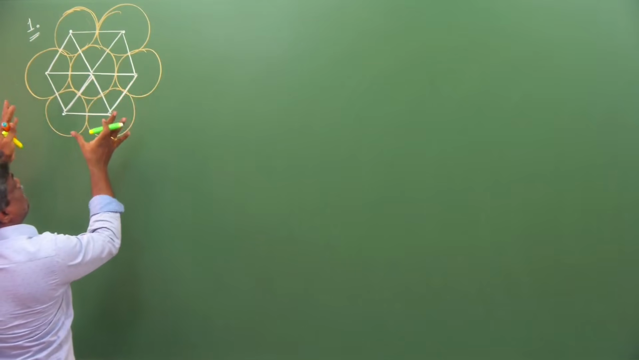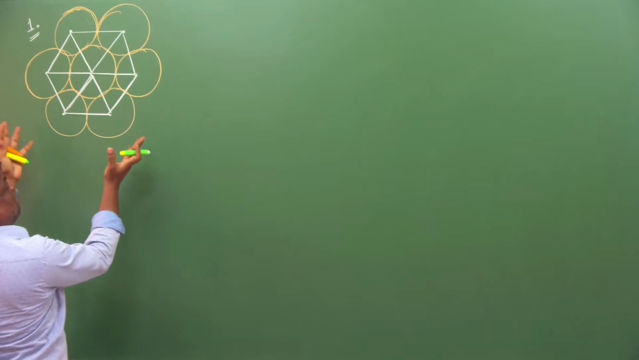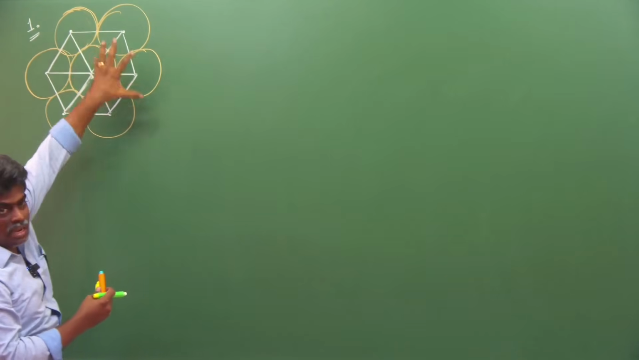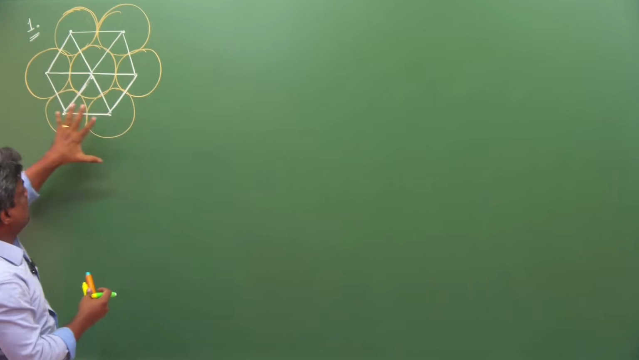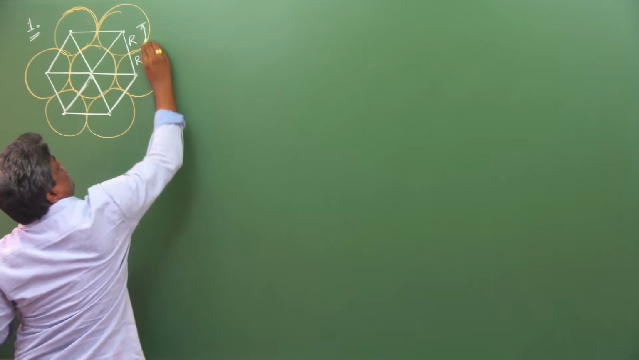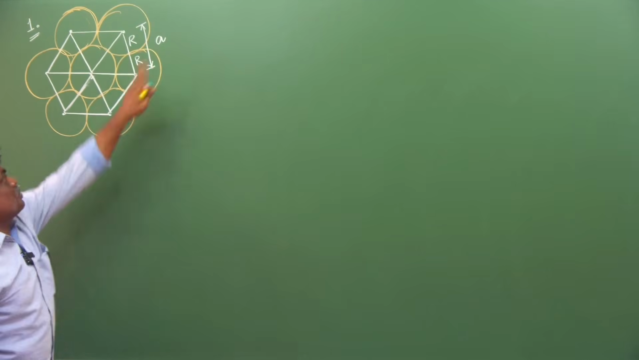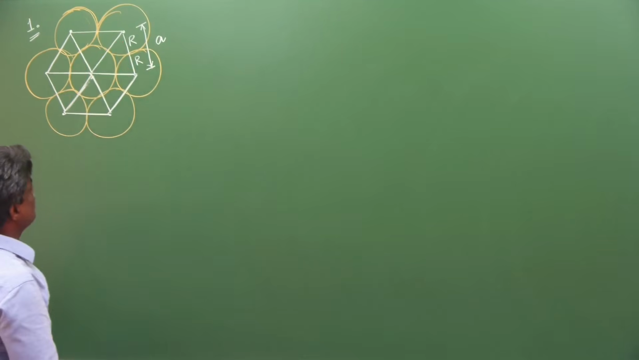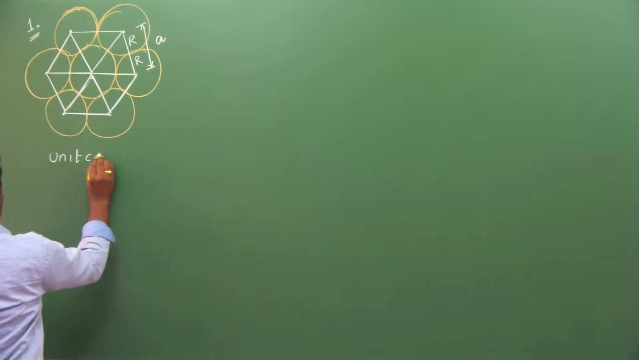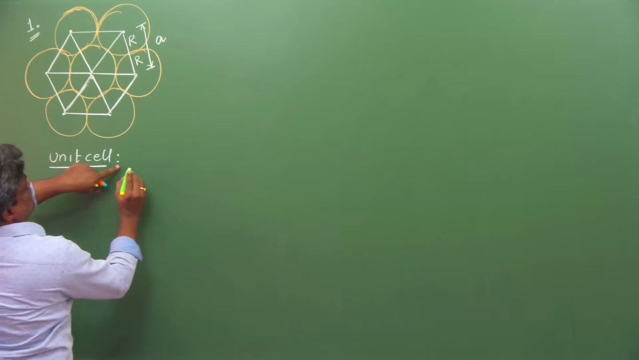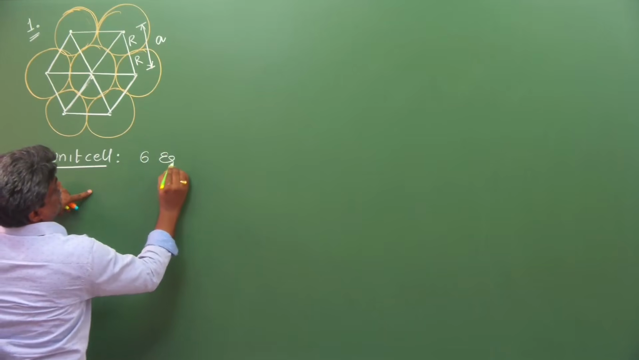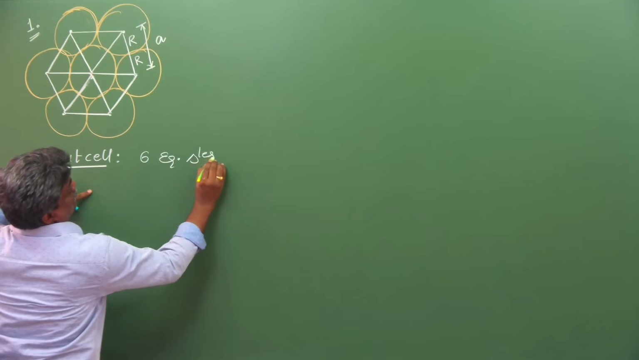So he is asking the minimum or the closest packing. Closest packing means at least one atom, one disk, must be enclosed. So this is R and this is R. We can say this is nothing but a. So a equals how much? 2R. That's good. And here we have the unit cell. Could you please tell me what is this unit cell? The unit cell is a hexagon. How many triangles are there? 6 equilateral triangles.